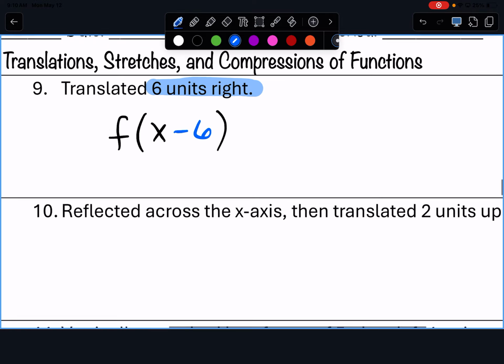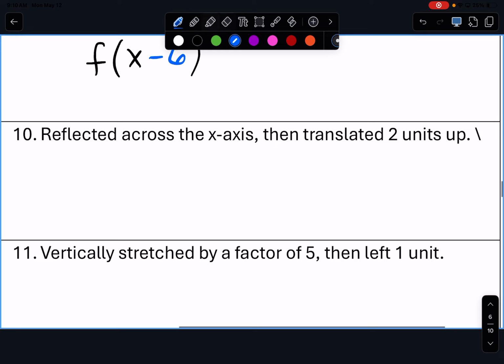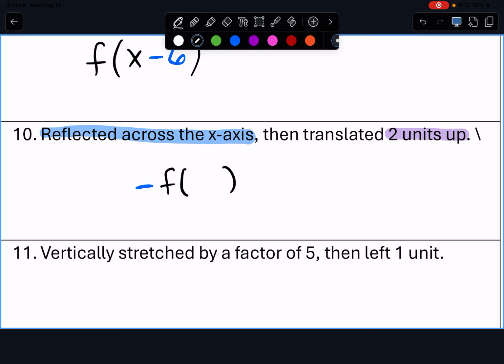Now, we're going to look at number 10. Number 10 has 2 transformations. It is getting reflected across the x-axis, and it is getting translated 2 units up. So with our function, what needs to happen to make it reflect? Minus. Negative in the front. To make it go 2 units up, does that go inside or outside of our function? Outside. And we add or subtract? Add. So we're going to do plus 2 outside.